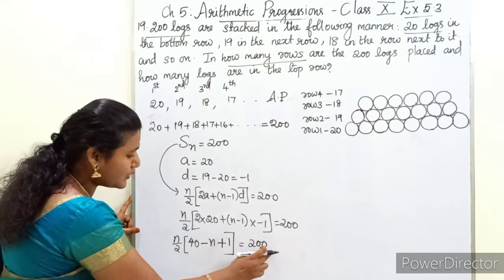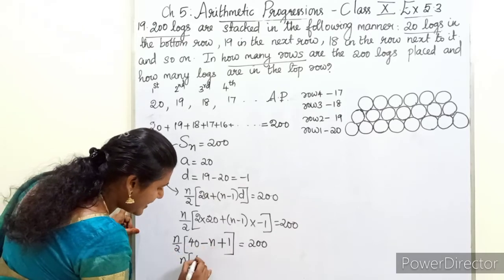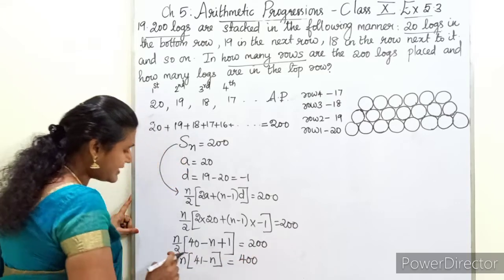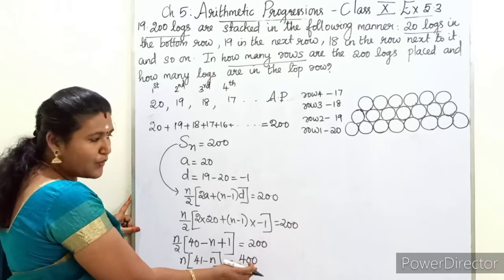This 2 we will take to the right side. So n into 40 plus 1 is 41 minus n is equal to 400. When you take this 2, it will come to the right side. 200 into 2, that is 400.